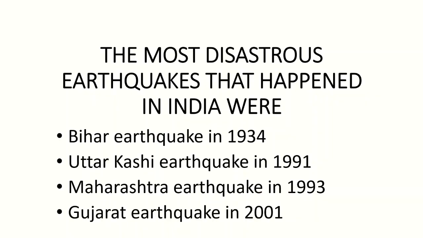Now, the most disastrous earthquakes that happened in India were the Bihar earthquake in 1934, Uttarkashi earthquake in 1991, Maharashtra earthquake in 1993, and the Gujarat earthquake in 2001. These are supposed to be the most disastrous, where a lot of loss of life and property took place.